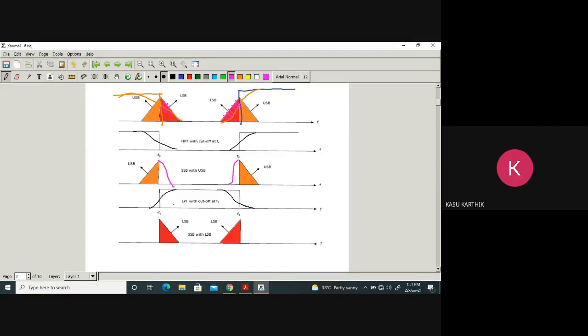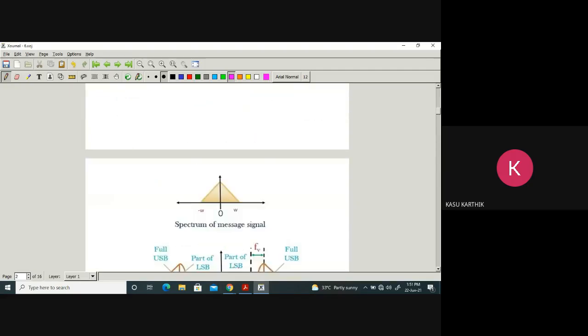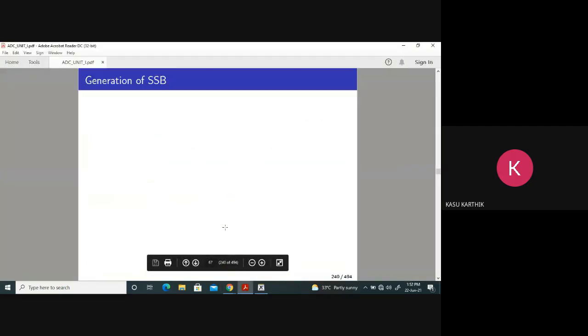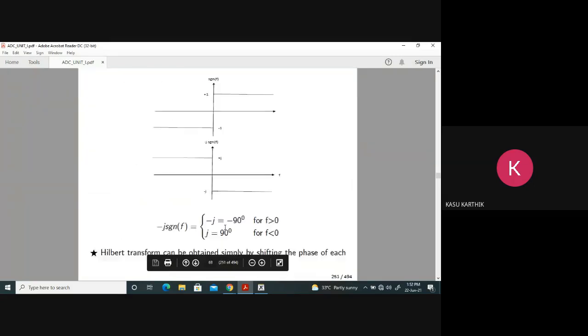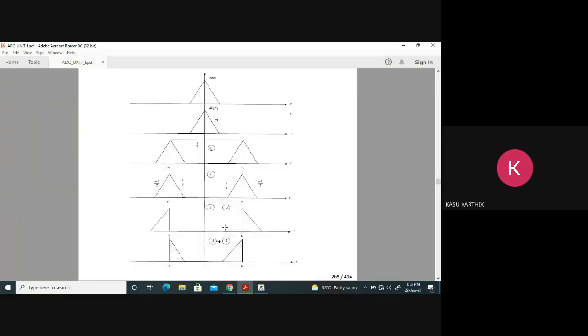Same thing with the low pass filter. If the low pass filter has some roll-offs, something like this, you get some portion of the other sideband also, something like this. Are you with me or not? Now, this leads to one of the last techniques in amplitude modulation, that is called vestigial sideband modulation. What is it called? Vestigial sideband modulation.